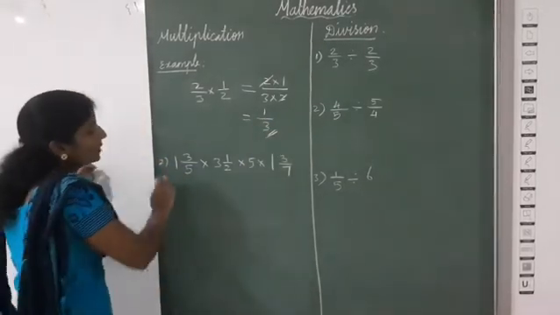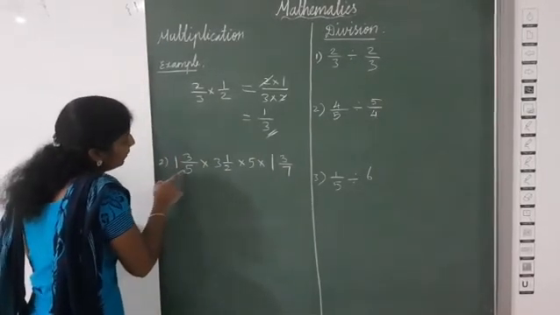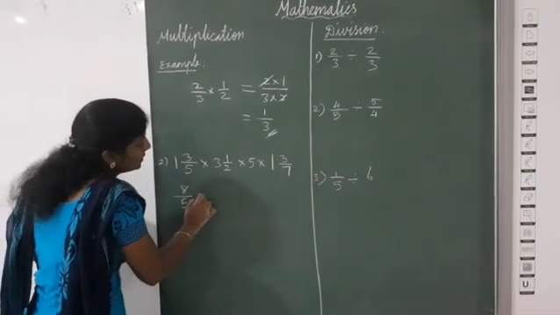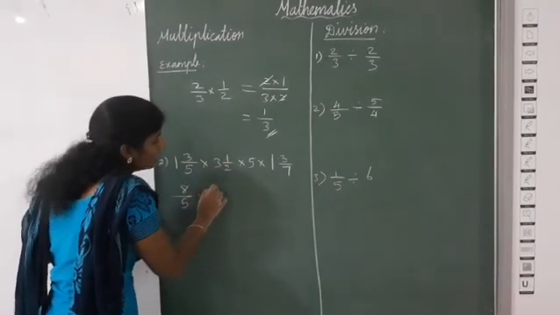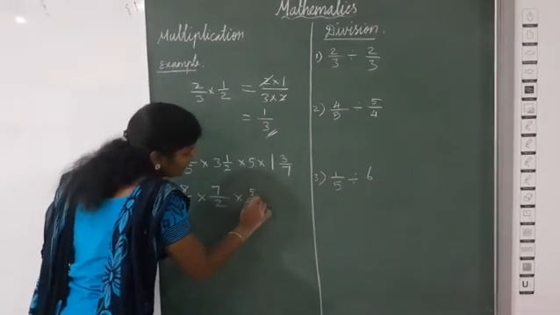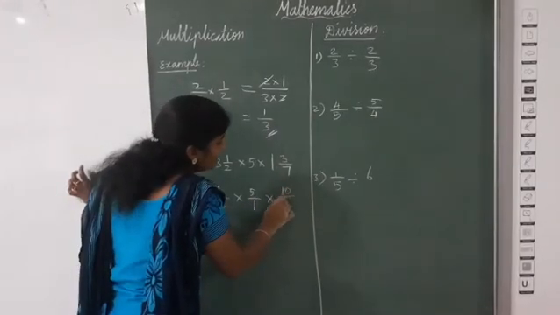Now second one, this is a mixed fraction. So we can convert into improper fraction. 1 into 5, 5. 5 plus 3, 8, by 5. Into 3 2s are 6. 6 plus 1, 7, by 2. Into 5 means 5 by 1, isn't it? Into 1 into 7, 7. 7 plus 3, 10, by 7.